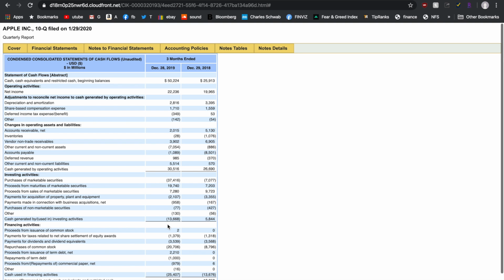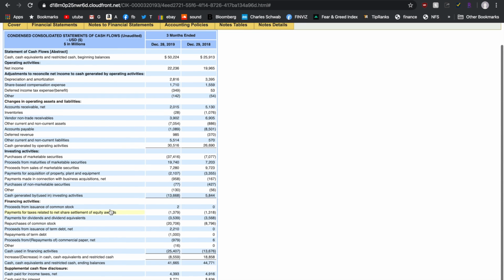This basically means that compared to 2018, they're spending money and investing money in these marketable securities. Previously, compared to last year, during this quarter, they basically received $5 billion because this is positive. But since this has the parentheses around it, that means that it's negative. So they're actually using cash in investing.